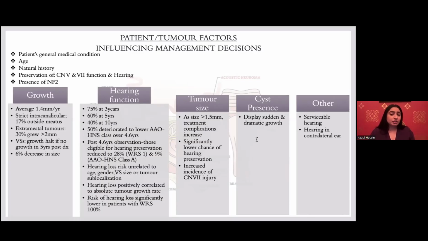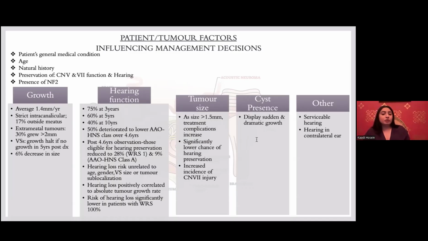50% deteriorated to a lower class over 4.6 years, and after those 4.6 years of observation, the proportion of patients eligible for hearing preservation treatment, as determined by the word recognition score class 1, was reduced to 28%, that's a 44% reduction, and in the AAO-HNS class A to 9%, so that was a 53% reduction.